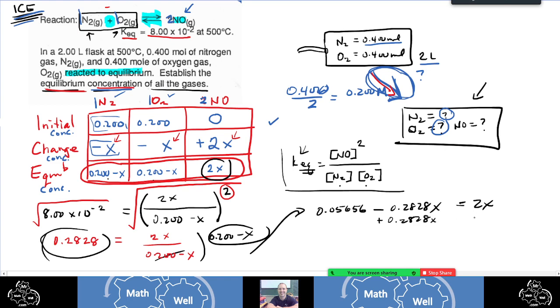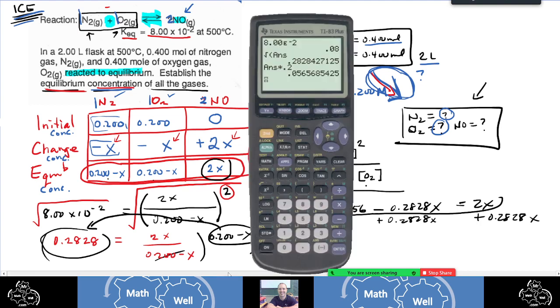How did you get that previous one? How did I get the previous what? How do you get this line right here? Yeah. So I multiplied this 0.200 minus x times this right here. I'm confused. So 0.2828 times 0.2. How do you get that?